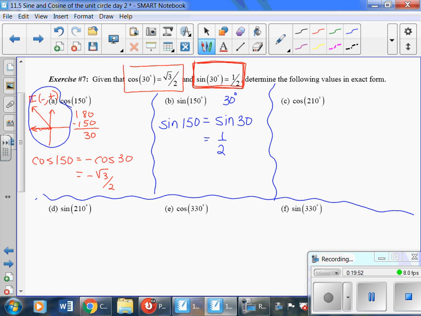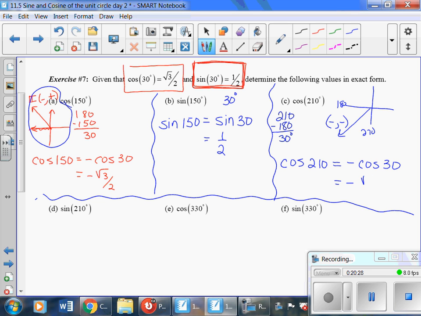Okay, maybe we'll do one more. Let's do cosine 210. 210 falls here, where 180 is here and 270 is here, so 210 falls down here in my third quadrant, where both are negative. My reference angle is 210 minus 180, which is, oh, what a surprise, 30 degrees. And so the cosine of 210 is the x value, so it's going to be the negative cosine of my reference angle, 30, which is negative radical 3 over 2.